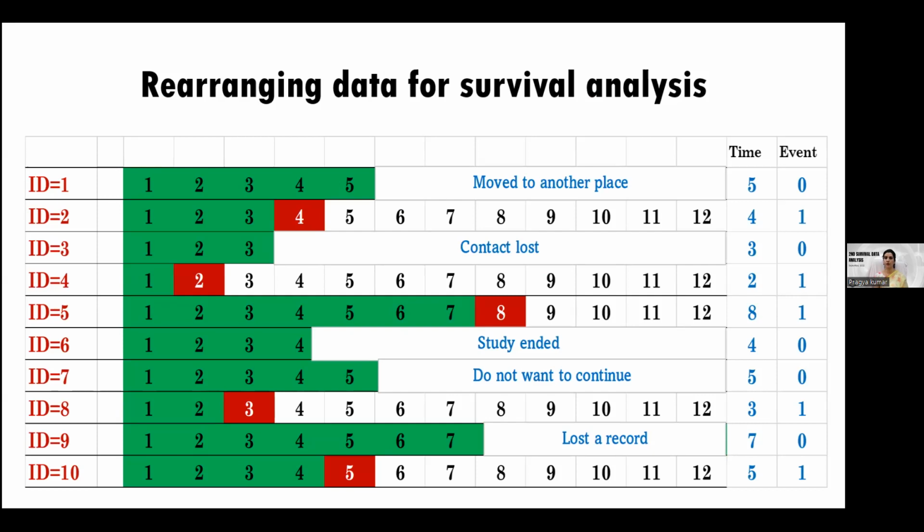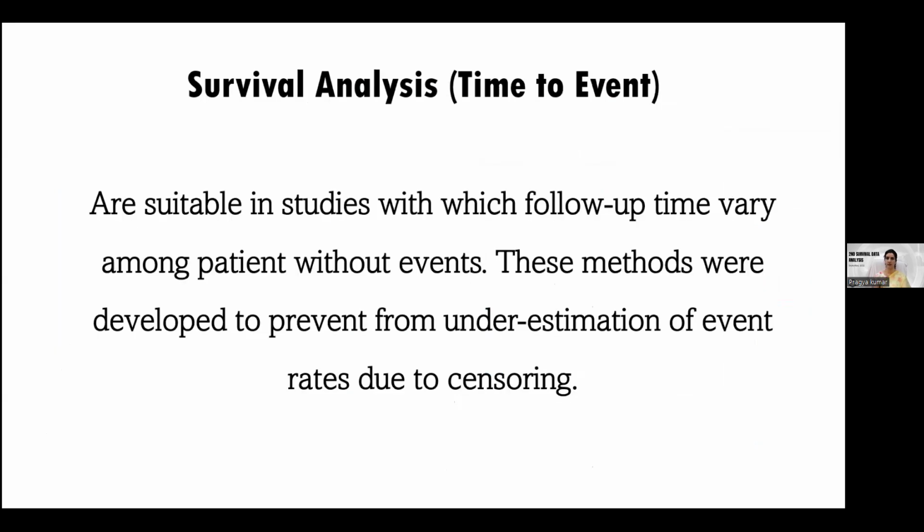So now if you have to rearrange the data, it will be like 5 months, but the event has not happened. It is like 4 months, but the event has not happened. 3 months, and the event has happened. 2 months, and an event has happened. So you have to rearrange the data in such a form to perform a survival analysis.